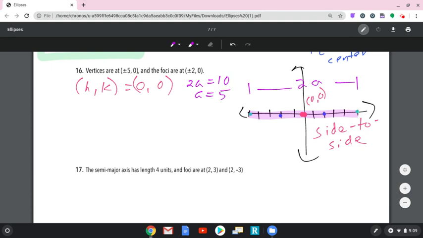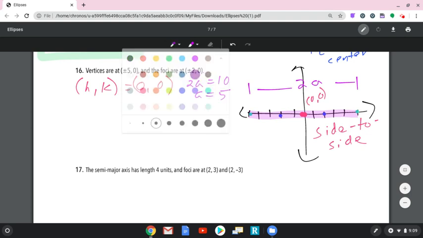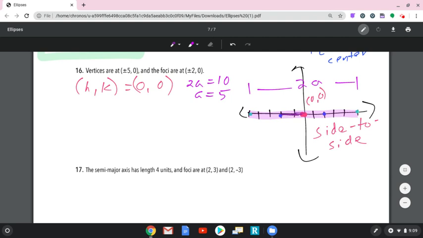So we have 5. Now, again, we just talked, how can we find that C value? Well, your C value is going to be the distance between our foci and the center. So in both cases, it is 2. So we again know that C is 2.